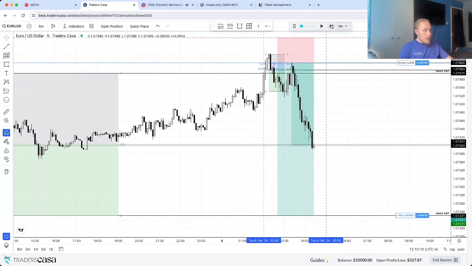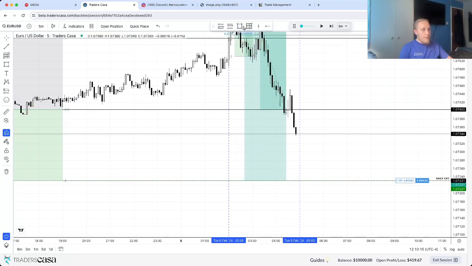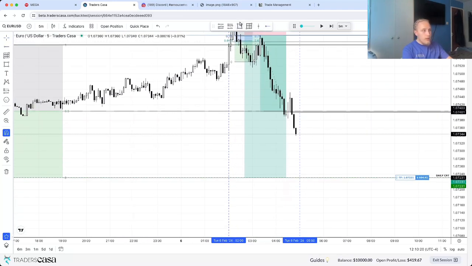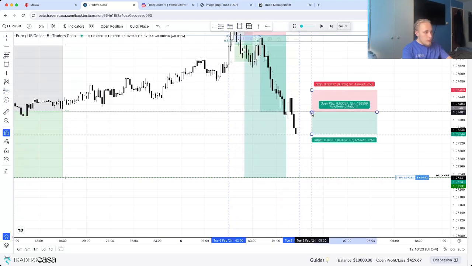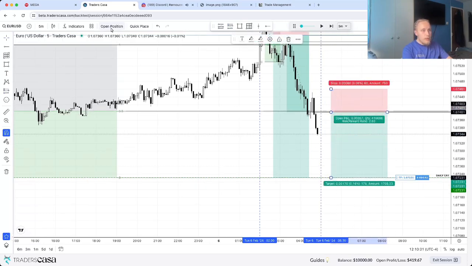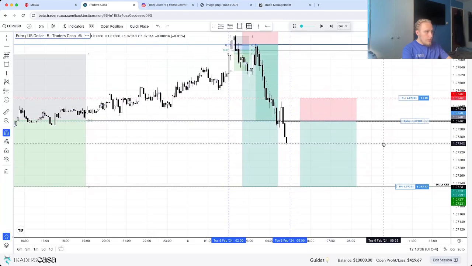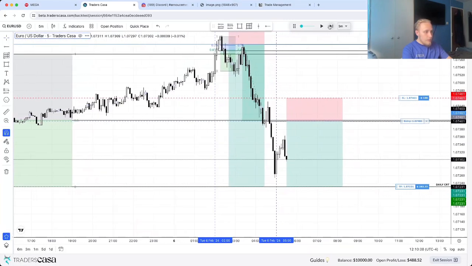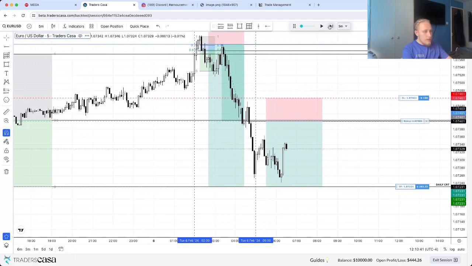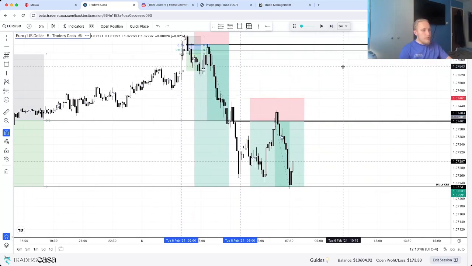Now, where can the re-entry be? Right there. See this OB right there. Short on the OB. Stop loss, give it a pip. And then target the other draw on liquidity. Sell limit, place. As you see, it floats around, then comes to the trade and hits both TPs.